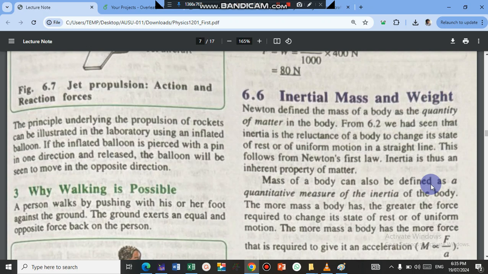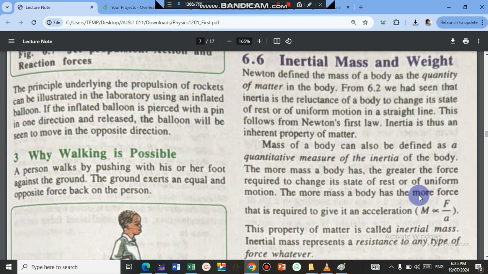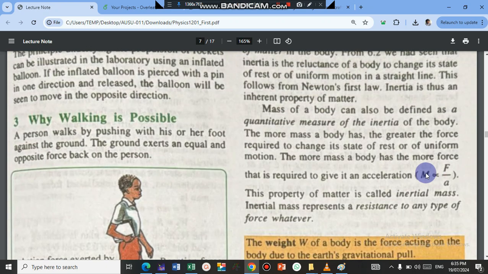That is why they say the more mass a body has, the greater the force required to change its state of rest or of motion. So the more mass a body has, the more force is required to give it an acceleration, because mass is proportional to force and inversely proportional to acceleration. This property of matter is called inertial mass. Inertial mass represents a resistance to any type of force, whatever force.